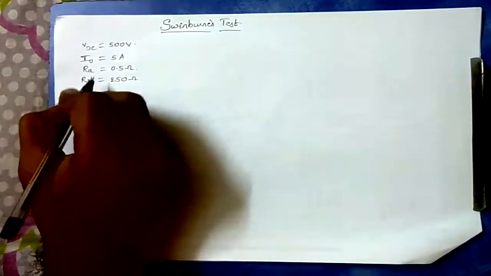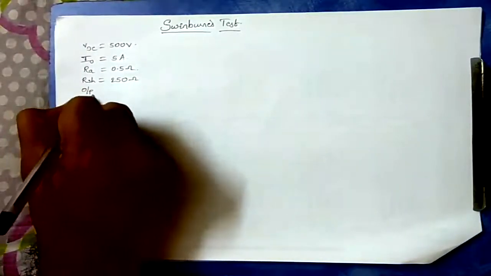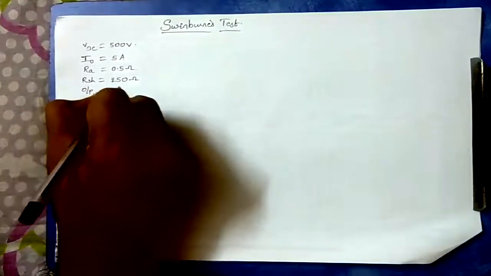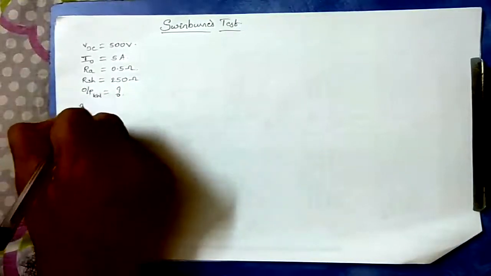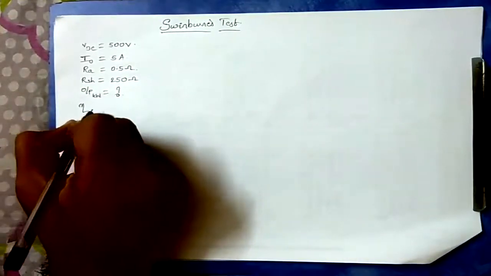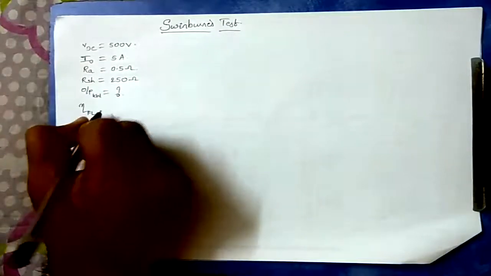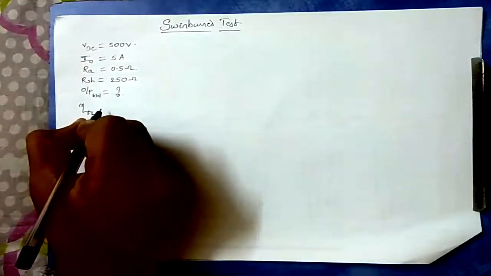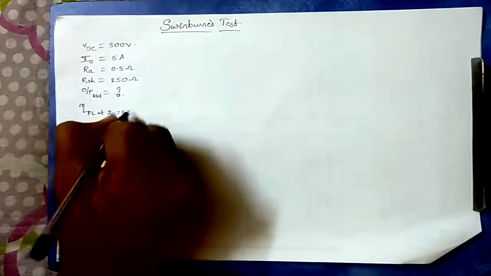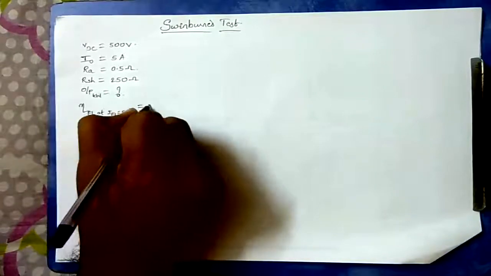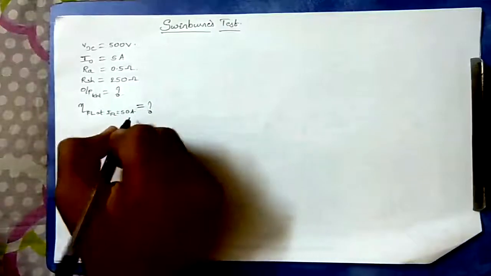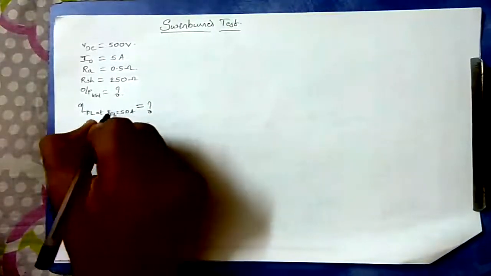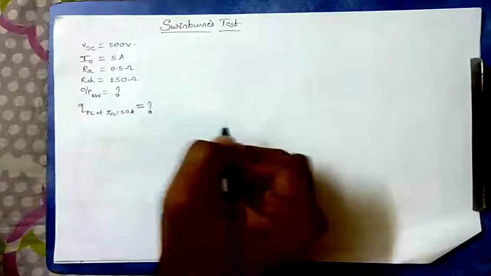Find the output in kilowatt. Output in terms of kilowatt is equal to question mark. And the efficiency of the motor when running on full load taking a current of 50 ampere, that is IFL equal to 50 ampere, is equal to question mark. So totally we are supposed to calculate efficiency at full load current, 50 ampere.